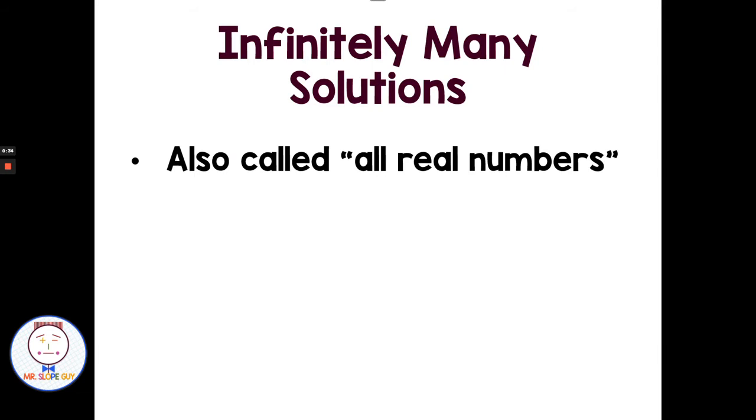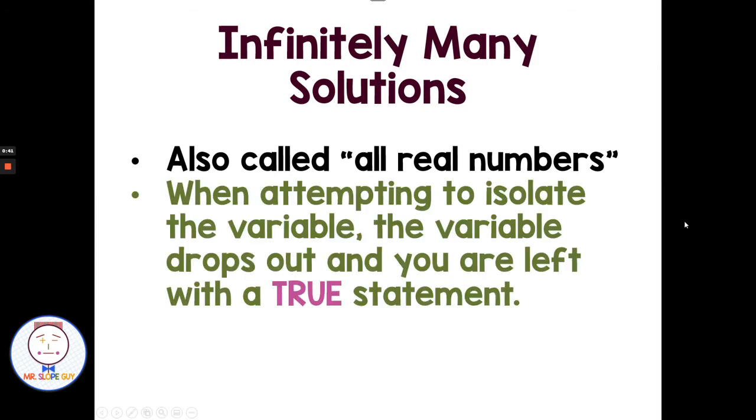You have infinitely many solutions, or what's also called all real numbers, if you're solving your equation and the variables drop out. Like you subtract the same amount from each side or you add the same amount to each side and the variable goes away. If the variable goes away and you're left with a true statement, like 2 equals 2 or negative 5 equals negative 5, any number equaling itself, that means all real numbers will work, or there's an infinite amount of solutions. All these different numbers would work for the variable and be true for both sides of the equation.